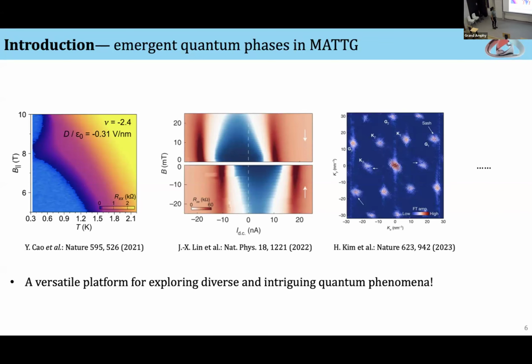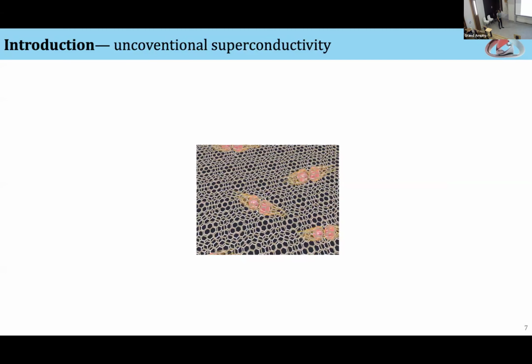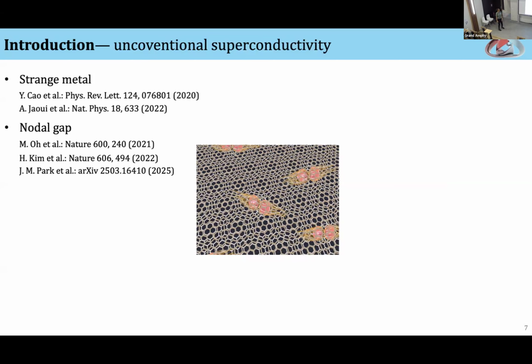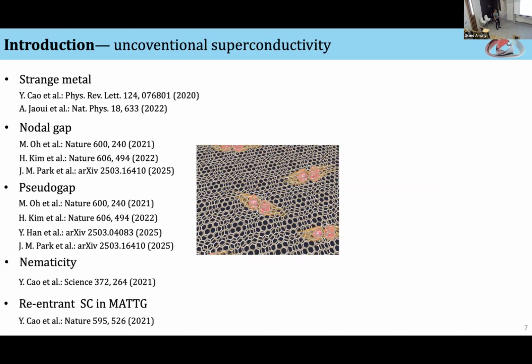And we started working on this, knowing that it's a versatile platform. Already when we were entering this field, the superconductivity was known for its unconventional nature. There was some strange metal behavior, nodal gap measurements, then pseudogap measurements, nematicity. Again, you name it, they have it. And hence we thought that still the order parameter is not known.